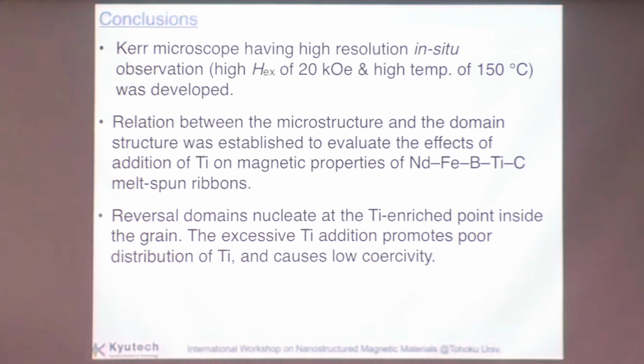Okay, I summarize my talk. A Kerr microscope having high resolution and in situ observation up to 20 kilo-oersted and 150 degrees C was developed. The relation between the microstructure and the domain structure was established to evaluate the effect of the addition of titanium on the magnetic properties of the neodymium iron boron melt-spun ribbon. The reversal domain nucleates at the titanium-enriched point inside the grain. The excessive titanium addition promotes poor distribution of titanium and causes low coercivity.